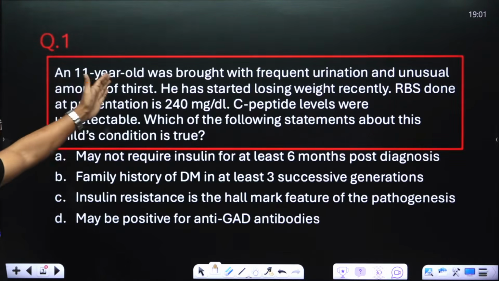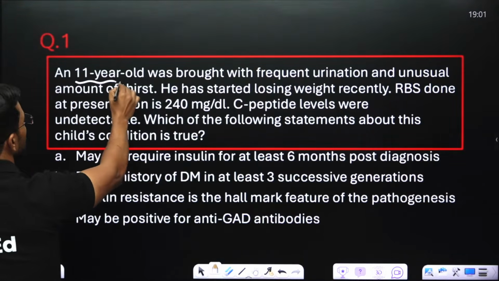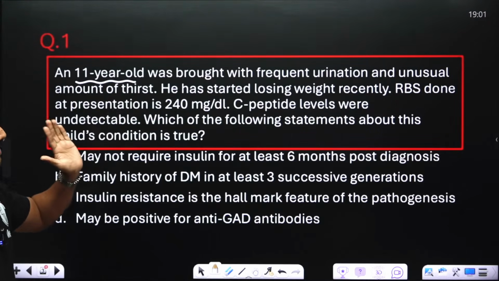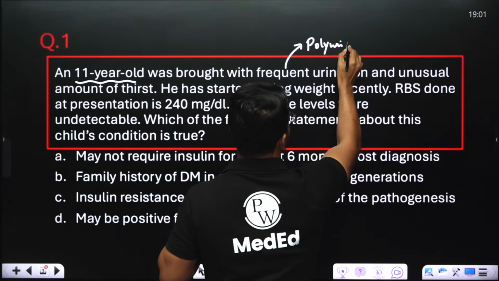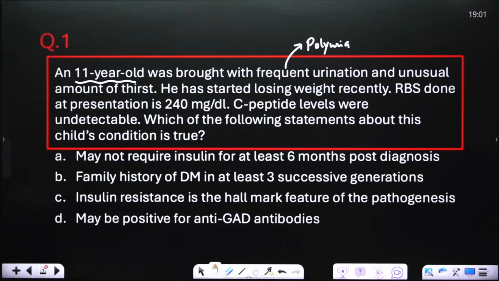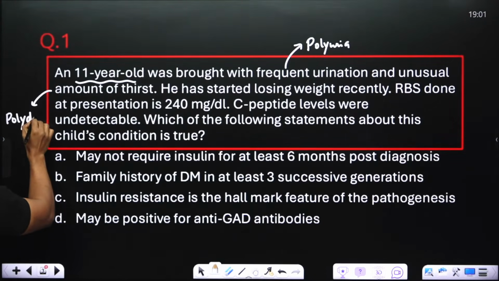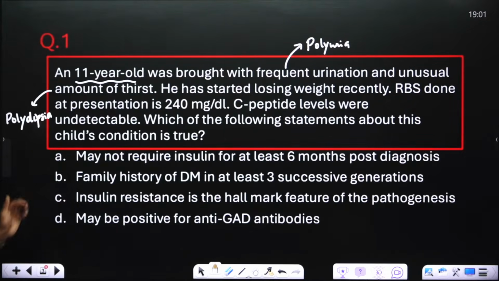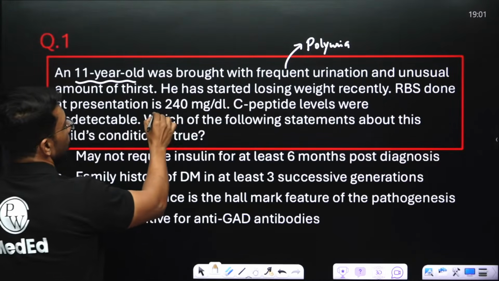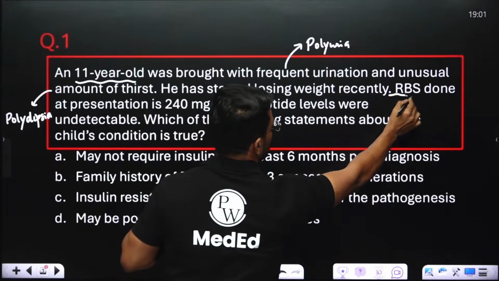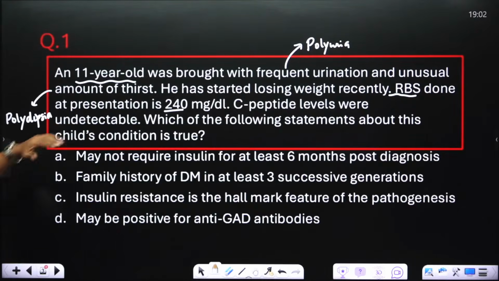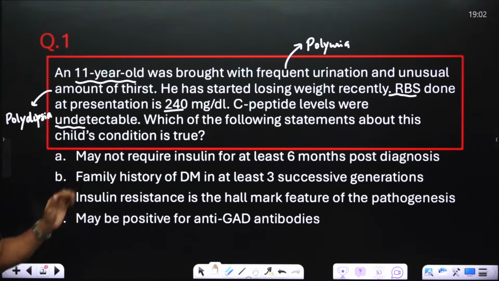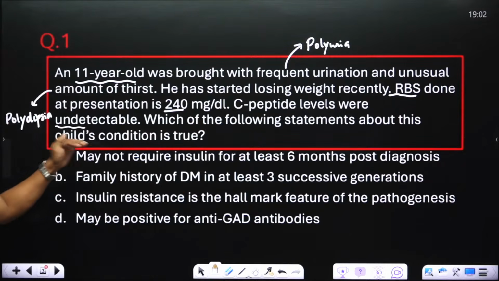In this question, we have an 11-year-old. Please look at the age of the person. The 11-year-old was brought with frequent urination, that is, polyuria, as we know. The patient was brought with polyuria and unusual thirst. Whenever they say unusual thirst, it is pointing towards polydipsia. So this patient has polyuria and polydipsia. At presentation, the RBS was 240 milligrams per deciliter. C-peptide levels were undetectable. Which of the following statements about this child's condition is true?